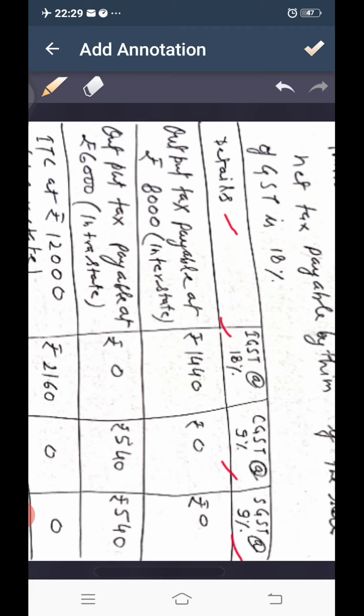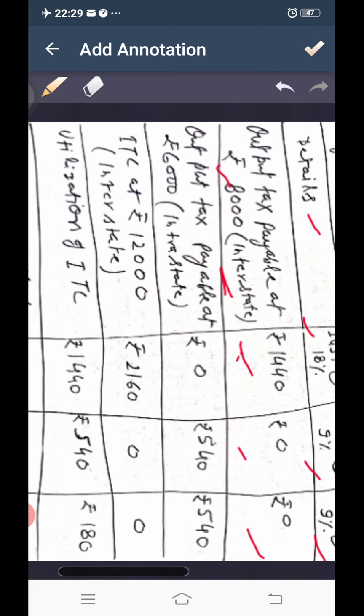So first of all, output tax payable at rupees 8,000, that is interstate. Interstate means we will find out IGST 18% of 8,000. So that is 1440 rupees. CGST 0, SGST 0 because it is interstate transaction. Then output tax payable at rupees 6000, that is intrastate. So here no IGST. 9% of 6000, that is 540 rupees CGST, and 9% of 6000, that is 540 rupees SGST.